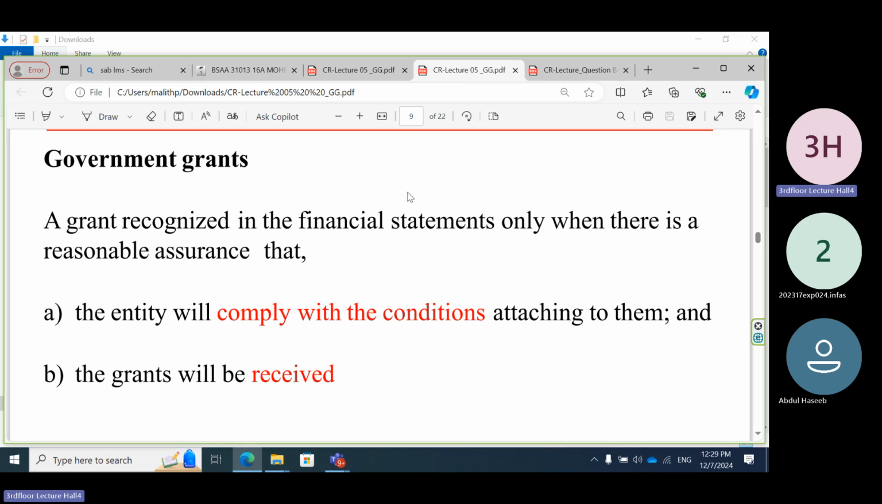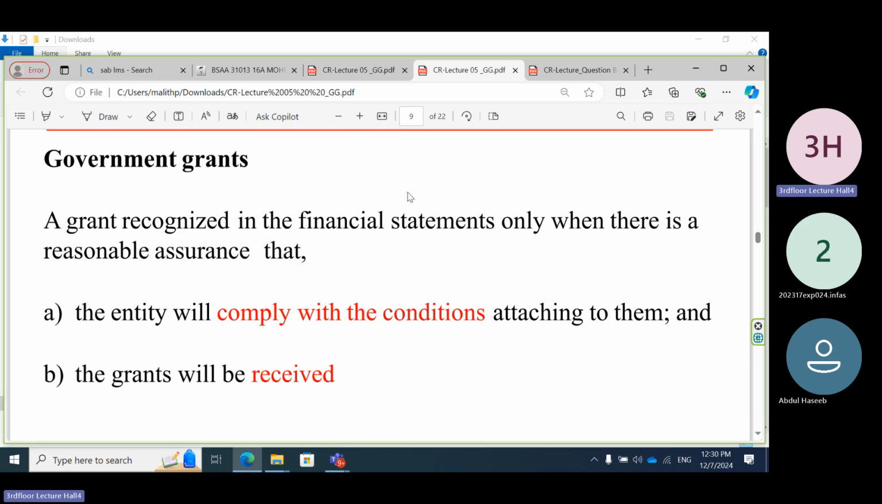Right. So if you want to recognize that in the books, there are two criteria to be satisfied. Whatever the given conditions are, they should be satisfied, and it should be a receivable. The grant will be received. It means that there's a high probability of receiving it. Both of those two factors should be satisfied to recognize the grant.